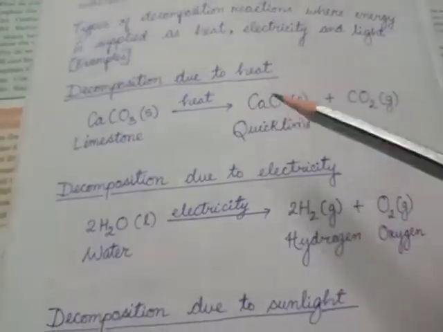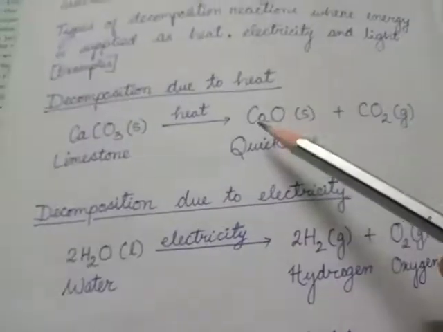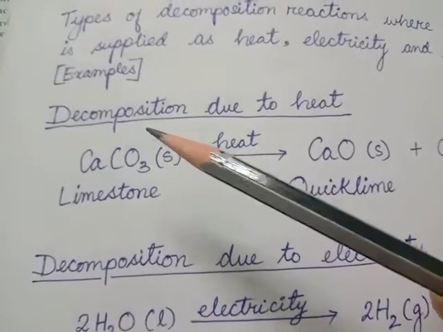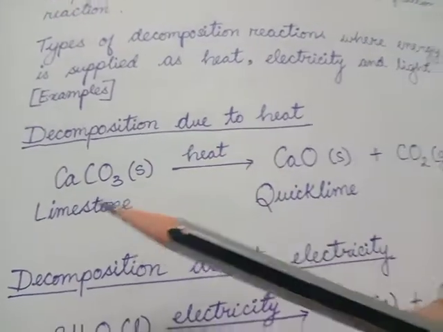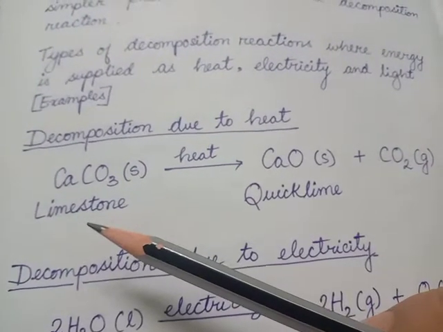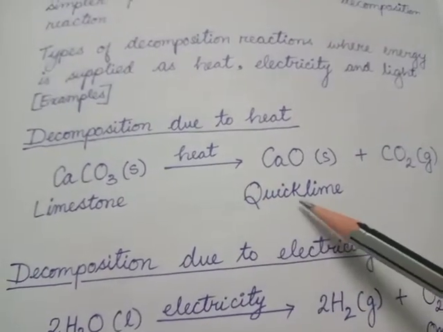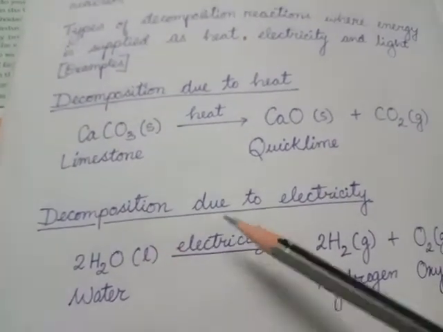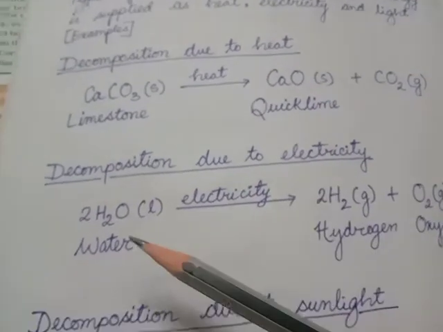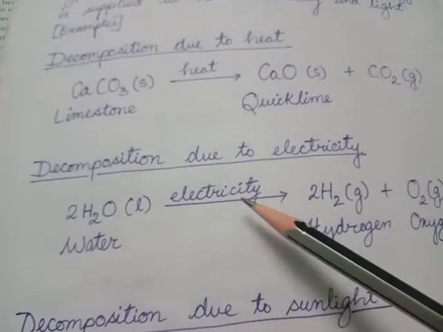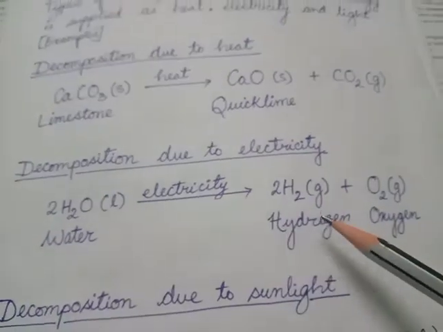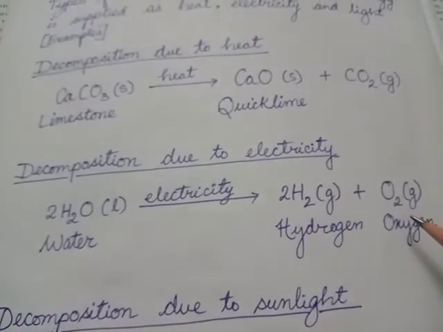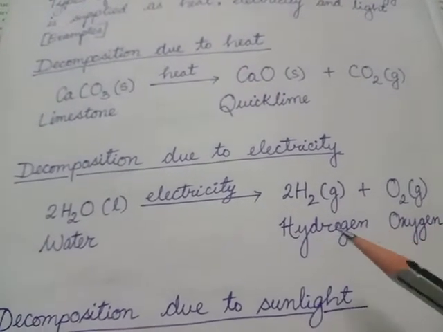It is good to give the headings first, then give the example. So first you write decomposition due to heat, then you write this example: calcium carbonate on heating breaks down to form calcium oxide and carbon dioxide. Next example is decomposition due to electricity. When electricity is passed through water, it breaks down to form hydrogen and oxygen. So you have to provide balanced chemical equations.